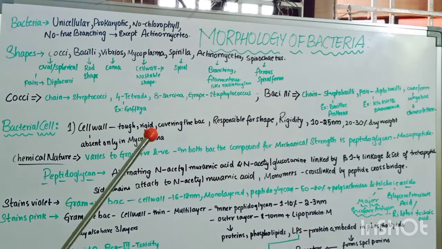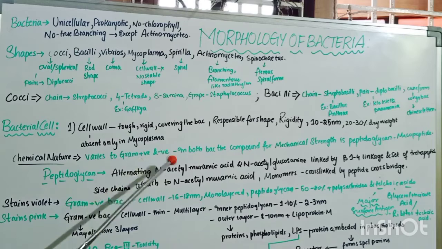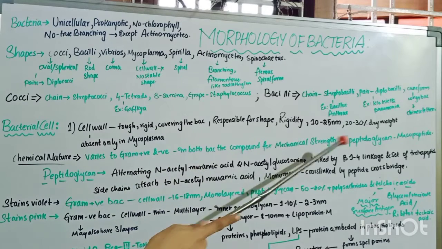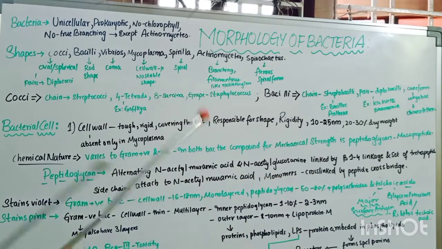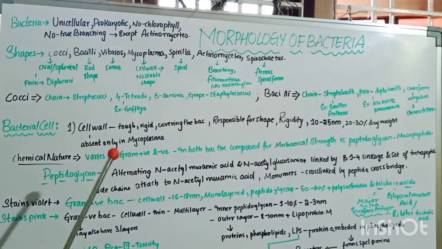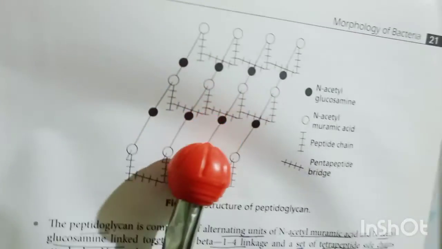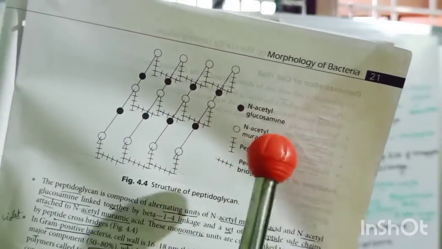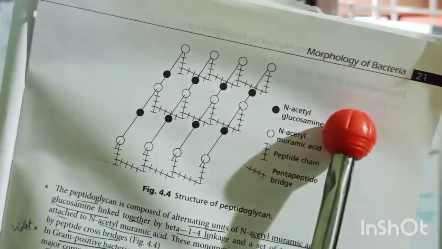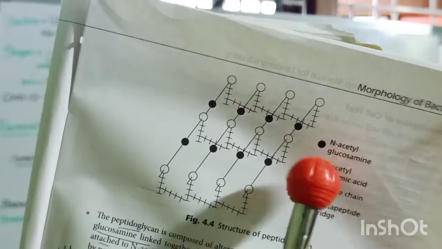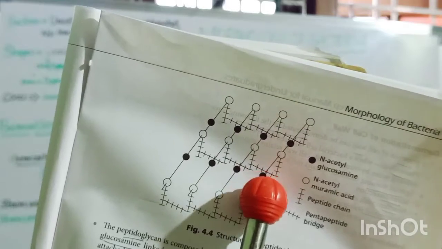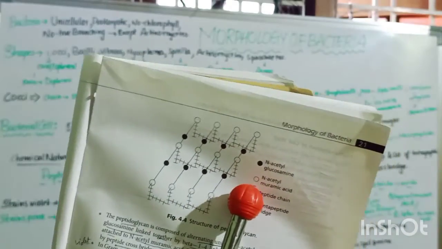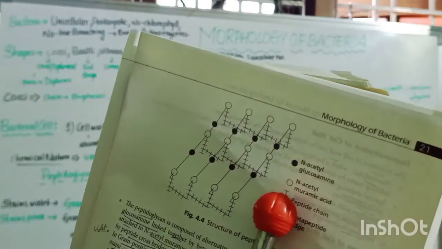Next, chemical nature. The chemical nature varies for the gram-positive and the gram-negative bacteria. In both the bacteria, the compound for the mechanical strength is peptidoglycan, that is mucopeptide, but it differs in gram-positive and gram-negative. So what is this peptidoglycan? Let us learn. The peptidoglycan has alternating N-acetyl muramic acid and N-acetyl glucosamine. Here you can see this plain color is N-acetyl muramic acid and this is N-acetyl glucosamine. They are linked by beta-1,4 linkage.